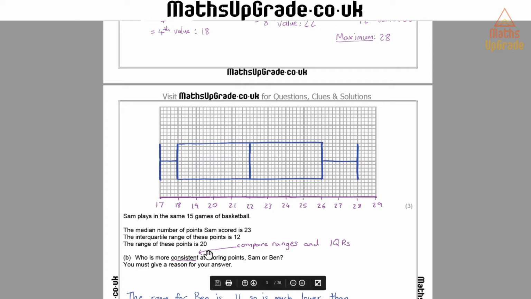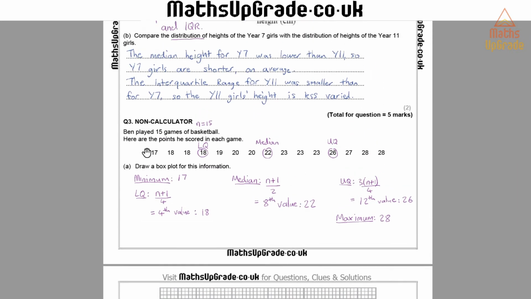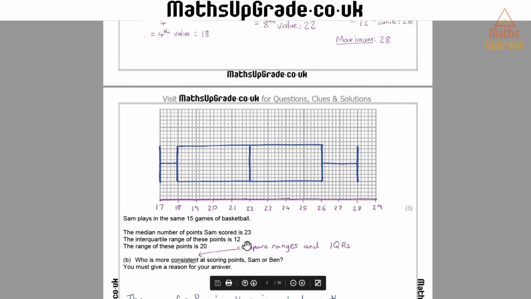The range of Sam's points is 20. The range of Ben's points was 28 take away 17, which is 11. So Ben had a smaller range. Who is more consistent at scoring points, Sam or Ben? So for this question, consistency is all about the range and the interquartile range, not about the median. So you can ignore the median in these questions.